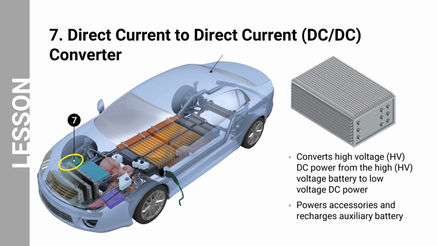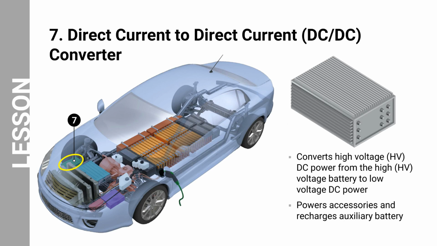Let us now look at the next component, the direct current to direct current, abbreviated as DC to DC converter. It is also referred to as a voltage regulator and voltage converter. So, what is a DC to DC converter? The DC to DC converter is a device that converts a source of direct current from one voltage level to another. It converts the high voltage DC from the main battery pack to a low voltage DC that is suitable for powering the vehicle's auxiliary systems and charging the 12-volt battery.